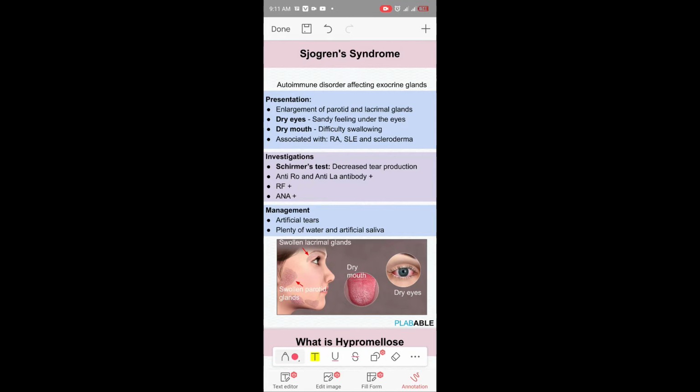There's no specific cure for Sjogren syndrome. But lifespan is normal in these patients. Evaluate these patients for lymphoma. This is something you need to remember. Evaluate these patients for lymphoma because they have a tendency of developing lymphomas. That is about Sjogren syndrome.